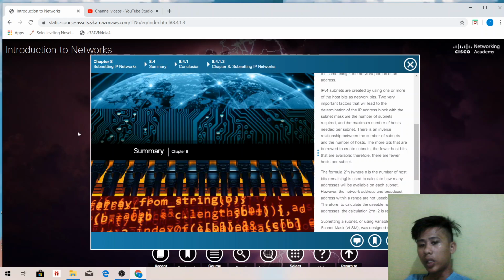There is an inverse relationship between the number of subnets and the number of hosts. The more bits that are borrowed to create subnets, the fewer host bits that are available. Therefore, there are fewer hosts per subnet. The formula 2 raised to n, where n is the number of host bits remaining, is used to calculate how many addresses will be available on each subnet. However, the network address and broadcast address within a range are not usable. Therefore, 2 raised to n minus 2 is required.